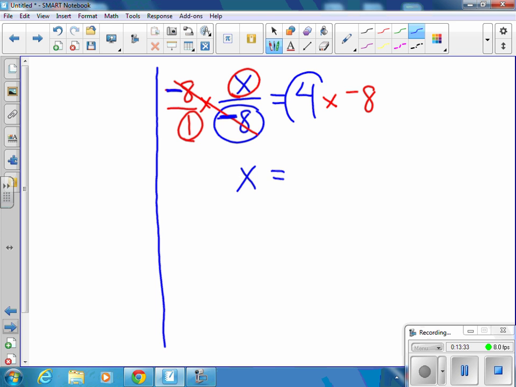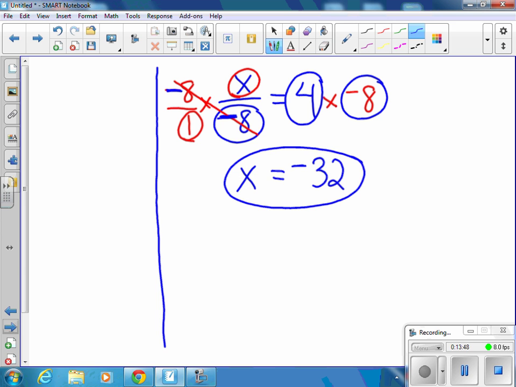But now I have 4 times -8. Remember that a negative times a positive is going to wind up being a negative answer. And 4 times 8 is 32. So there's my answer for this one.